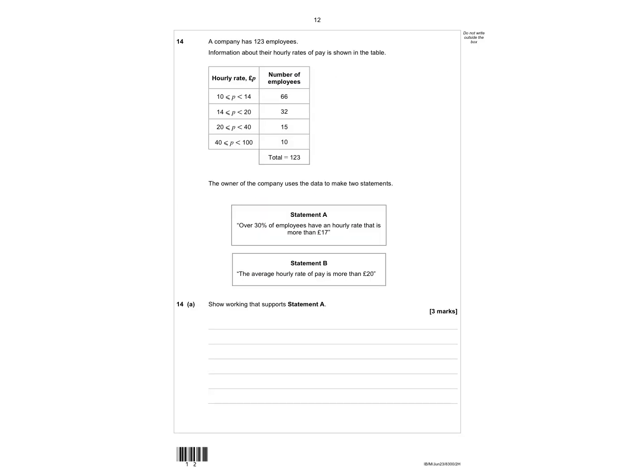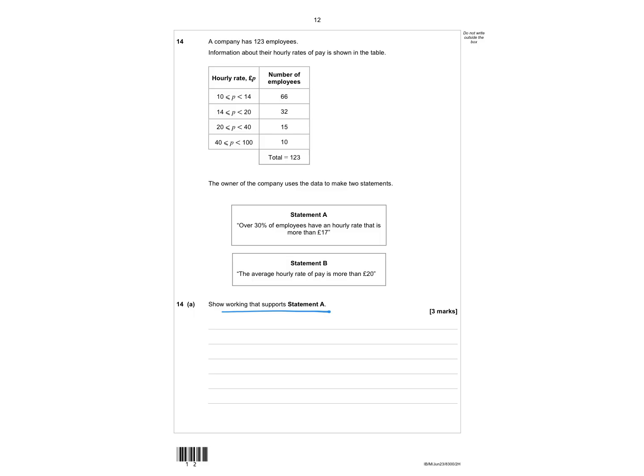Question 14. A company has 123 employees. Information about their hourly rates of pay is shown in the table. The owner of the company uses the data to make 2 statements. 14 part A, show working that supports statement A. So statement A says over 30% of employees have an hourly rate that is more than £17. Now there are lots of different ways of doing this question, so this is not the only correct method, but it is a correct method.